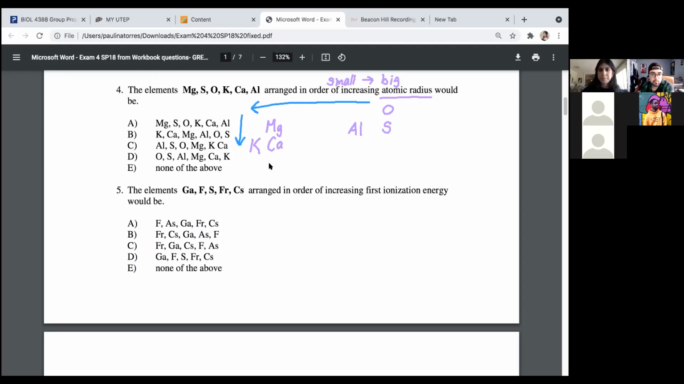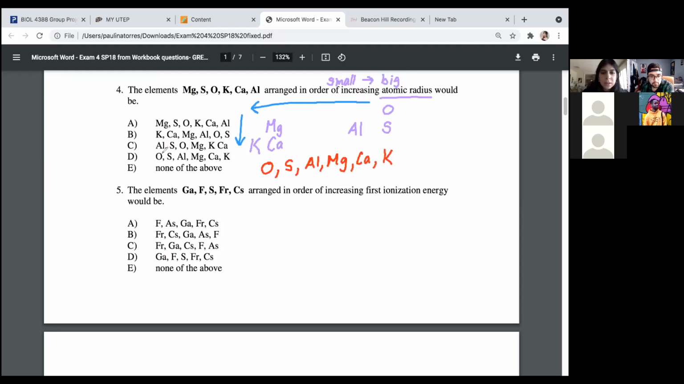Oxygen would be first, because this time we want the smallest. And then it would be sulfur, and then aluminum, and then magnesium, calcium, and then potassium. Yes, perfect.